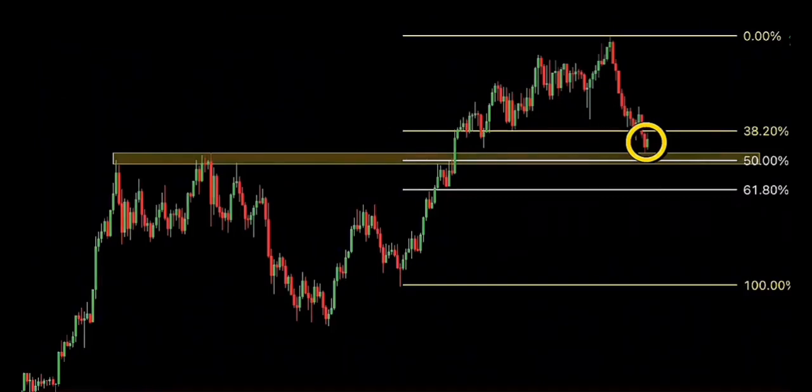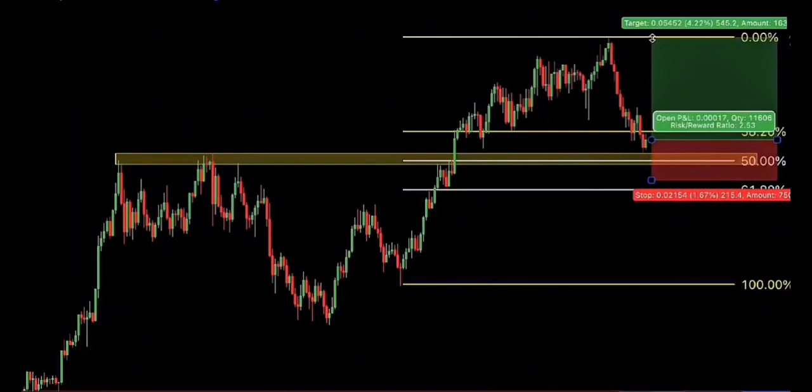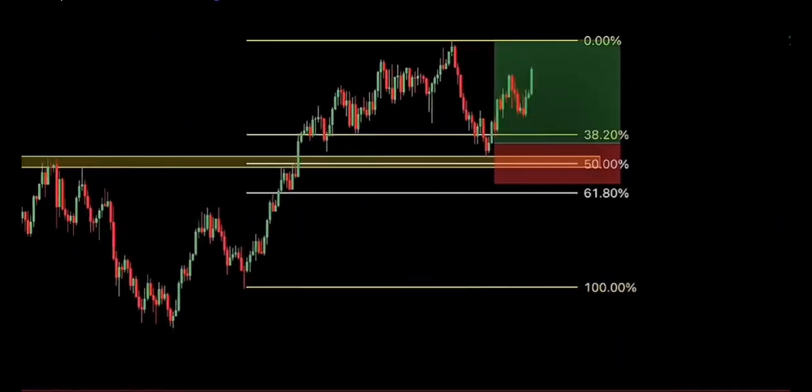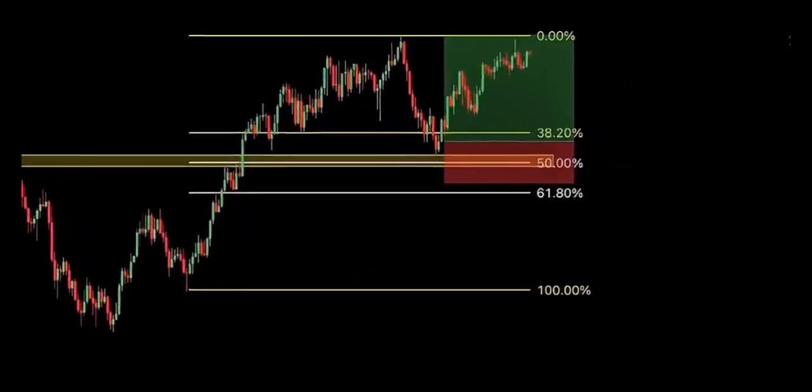When price pulls back and rejects the old resistance as new support, this is where we enter a buy trade. Once we have all the confirmations, we set up our trade. Entry: after the inside bar formation. Stop loss: a few pips below the support level. Take profit: at the next key resistance zone. By waiting for the right setup, we avoid false breakouts and trade with confidence.